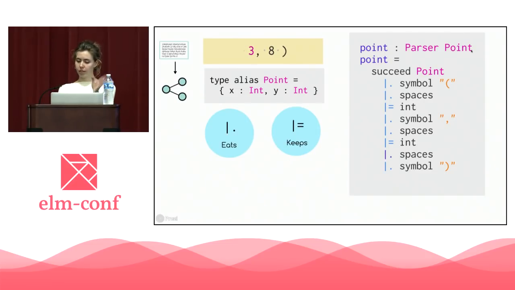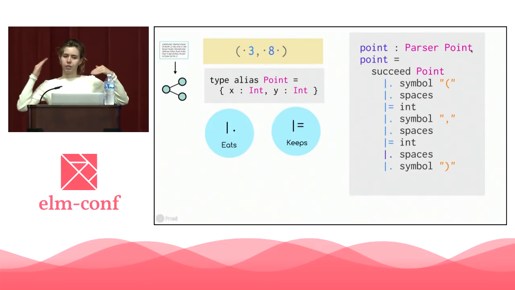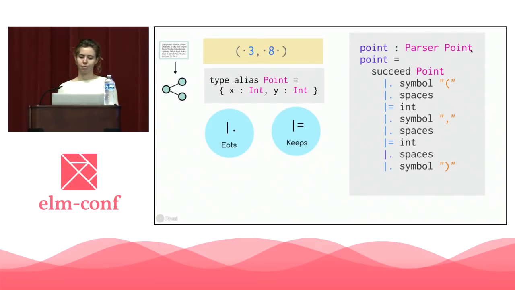Finds the integer, keeps it. Finds the comma, throws it away. Space, throws it away. Integer, keeps it. Space, throws it away. Parentheses, and throws it away. So it's very important to get in this mindset of reading one character at a time. It's crucial for making parsers.